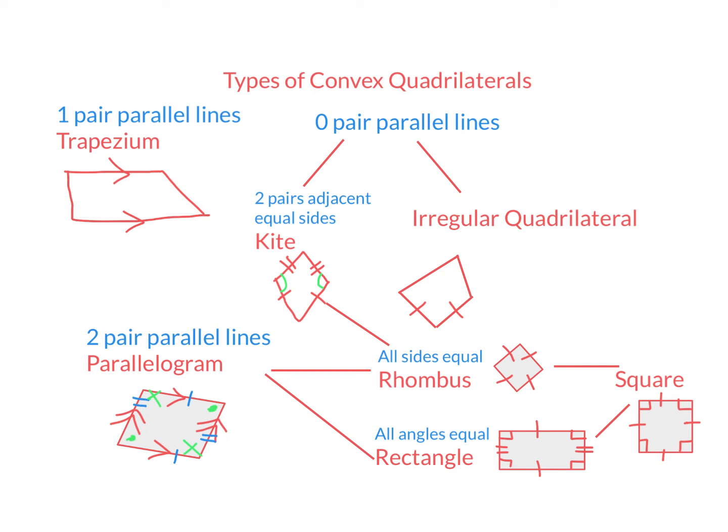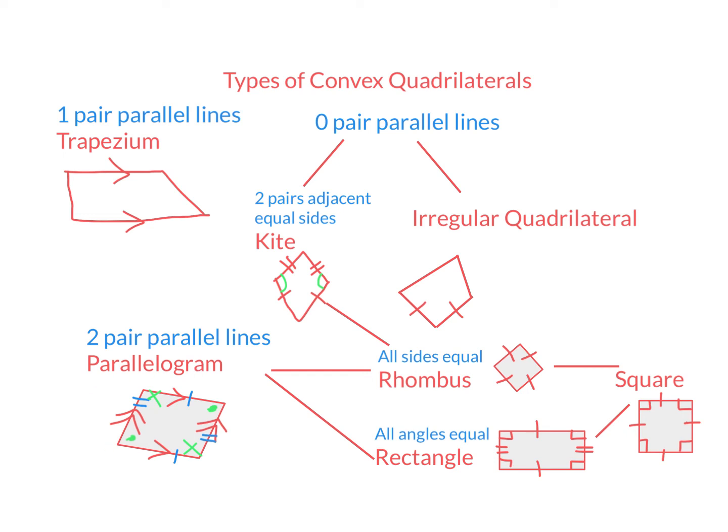For a kite, there's also always one pair of equal angles, and that's basically where the two pairs of equal sides meet. So what about if a quadrilateral has two pairs of parallel lines? Well, if that's true, then it's a parallelogram. A parallelogram has two pairs of parallel sides.